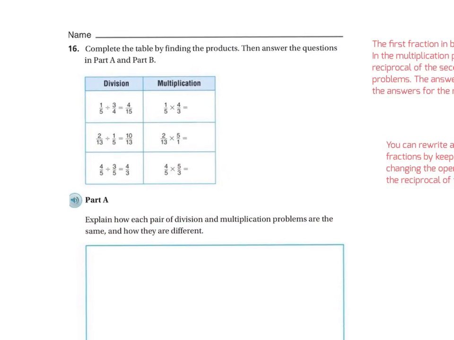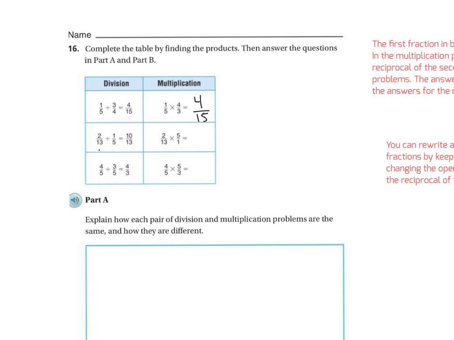Okay, complete the table by finding the products and then answer the questions in part A and part B. So if my division is 1/5 divided by 3/4, I'm going to change it to a multiplication, which is 1/5 times 4/3. The answer is going to be the same. They're just showing you the reciprocal. So it's going to be 4/15.